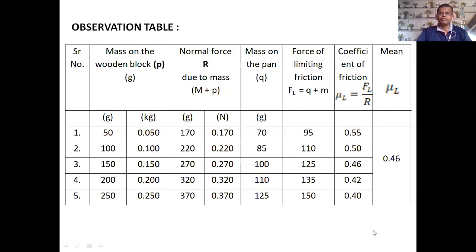So these are the values of mu L, and finally we want the average, the mean. So each value, 0.55 plus 0.50 plus 0.46 plus 0.42 plus 0.40, divided by 5. So our answer becomes 0.46. It is our final answer, the coefficient of friction.